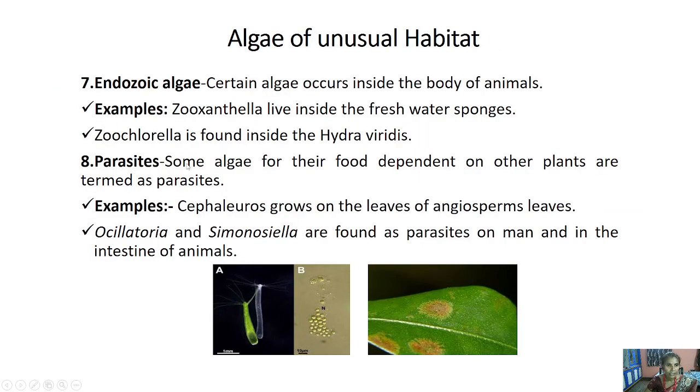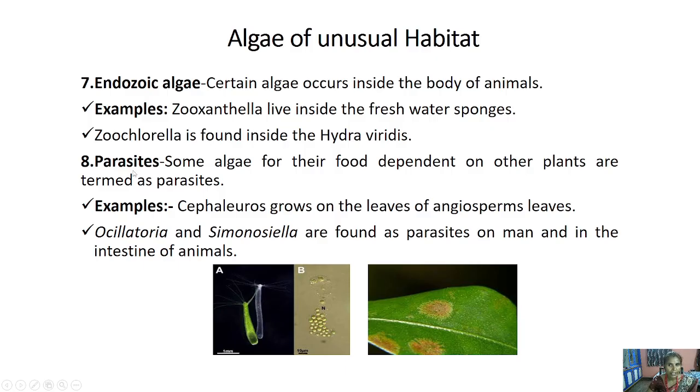Then coming to the seventh category under unusual habitat, endozoic algae. Certain algae occur inside the body of animals. Endo means inside, zoic means animal body. The group of algae which occur inside the animal body are referred to as endozoic algae. Examples include zooxanthella, which is observed inside freshwater sponges. Likewise, zoochlorella is found inside the hydra.